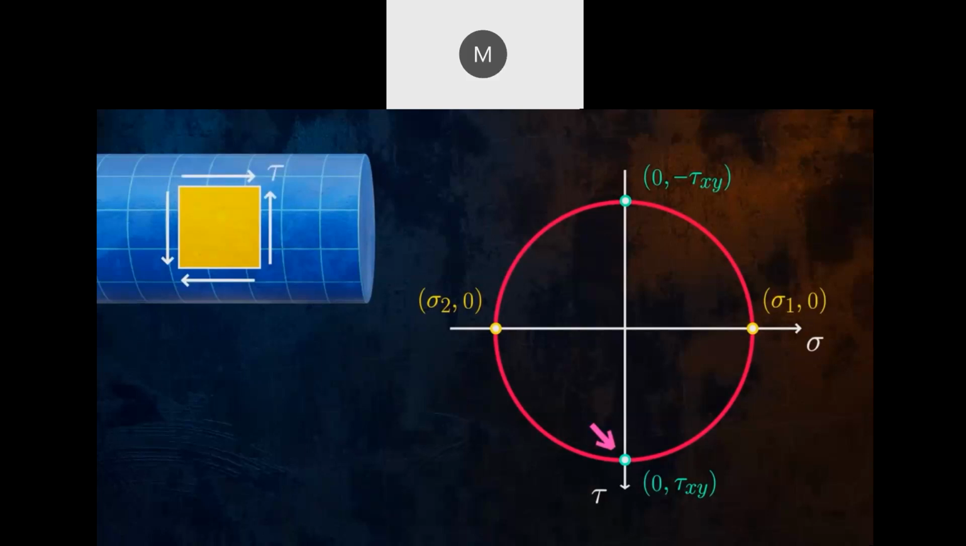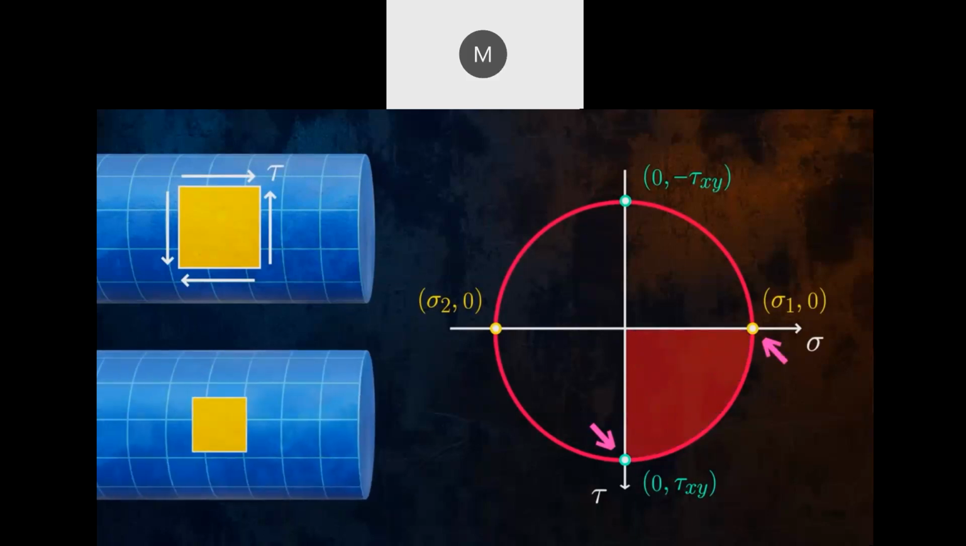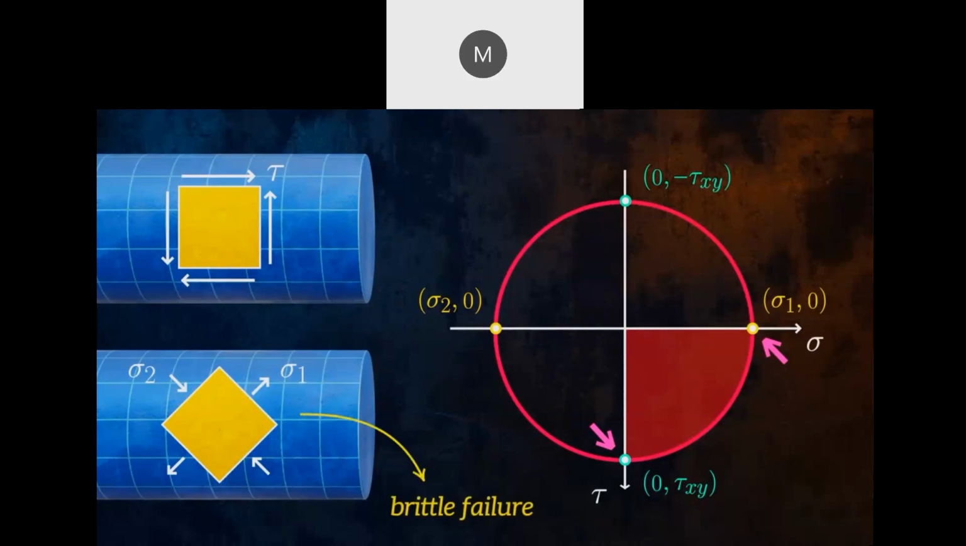There is a 90 degree angle in Mohr's circle between maximum shear stress and maximum normal stress, which means that normal stresses are at a maximum when our stress element is rotated by an angle of 45 degrees. This explains why brittle and ductile materials fail in different ways due to pure torsion.